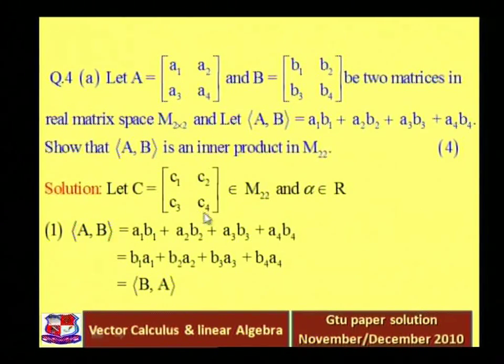C is equal to C1 C2 C3 C4, belongs to the set of 2 cross 2 matrices, and alpha belongs to R. First one is inner product AB, that is equal to, by definition, A1 B1 plus A2 B2 plus A3 B3 plus A4 B4. Now that can be expressed as B1 A1 plus B2 A2 plus B3 A3 plus B4 A4, and that is equal to inner product BA. So inner product AB is equal to inner product BA.